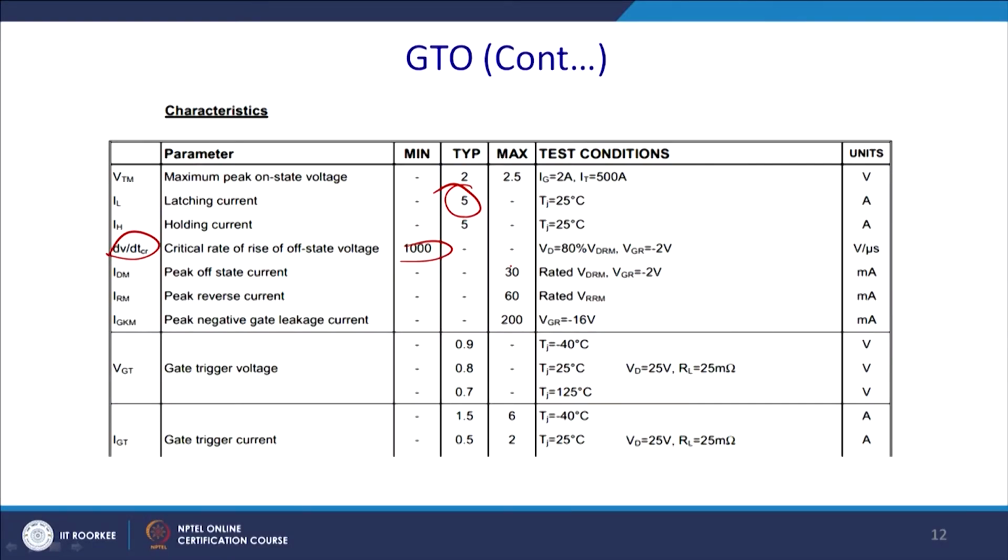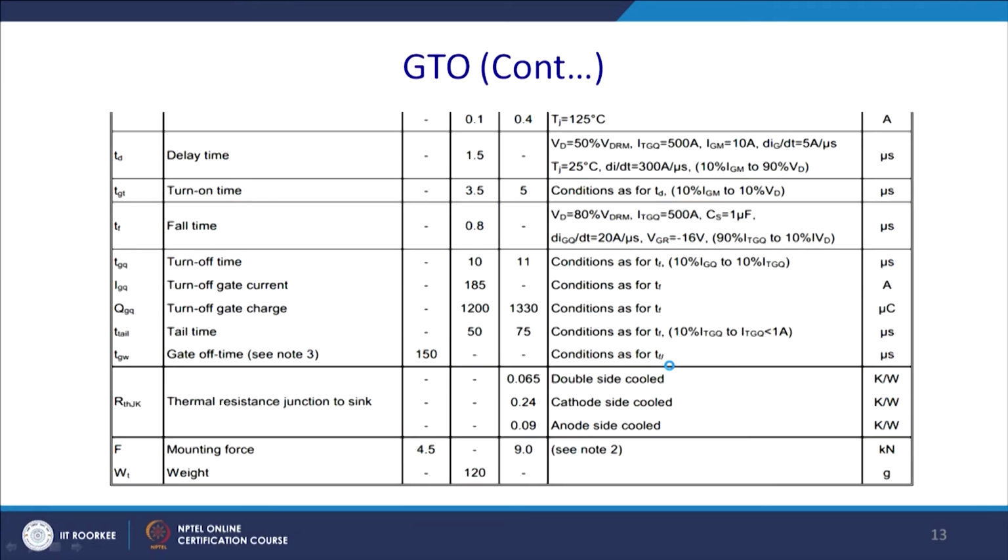So, thereafter you have to understand the gate triggering voltage once it is triggered. These are the typical values, 25 volt and an RL considered to be 25 milliohm, and gate triggering current is required to be generally 1.5 or 0.5 ampere, and this is for this junction temperature. Now, delay time. So, there is a delay time. This is quite important. Delay time will be actually 1.5.